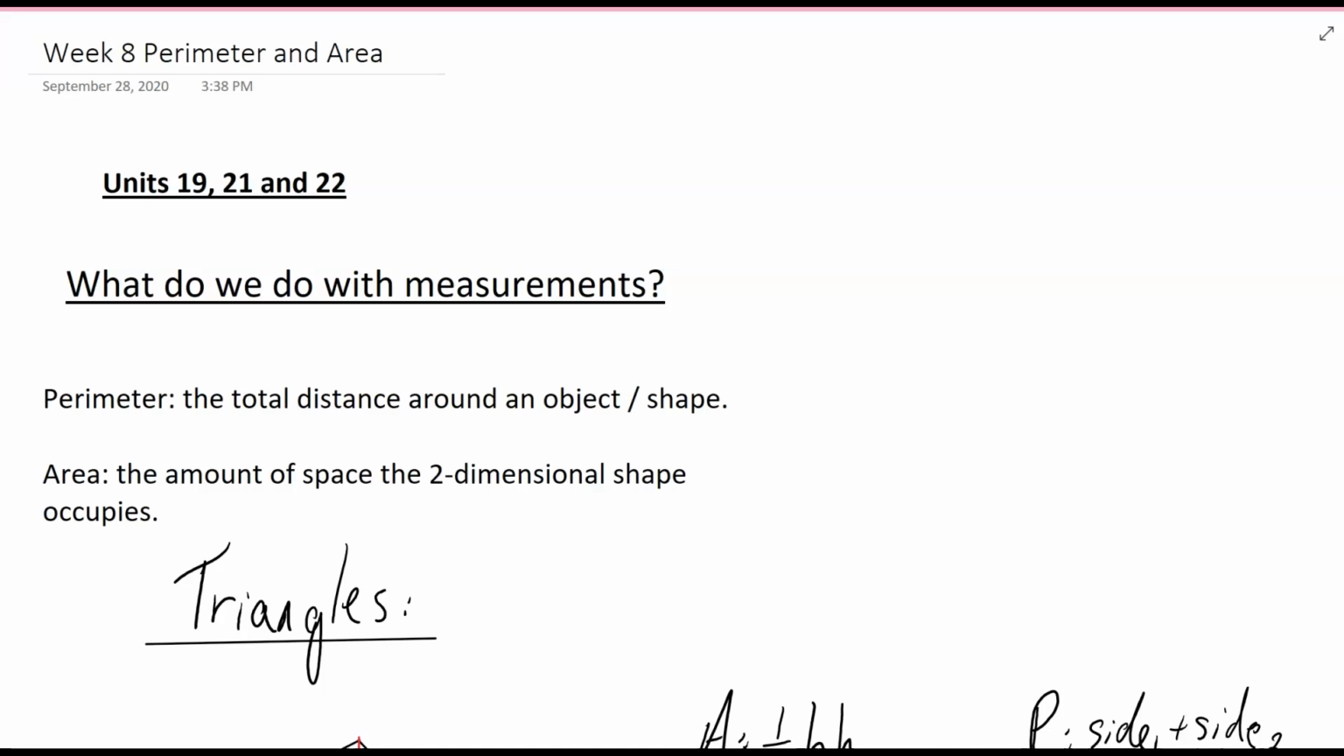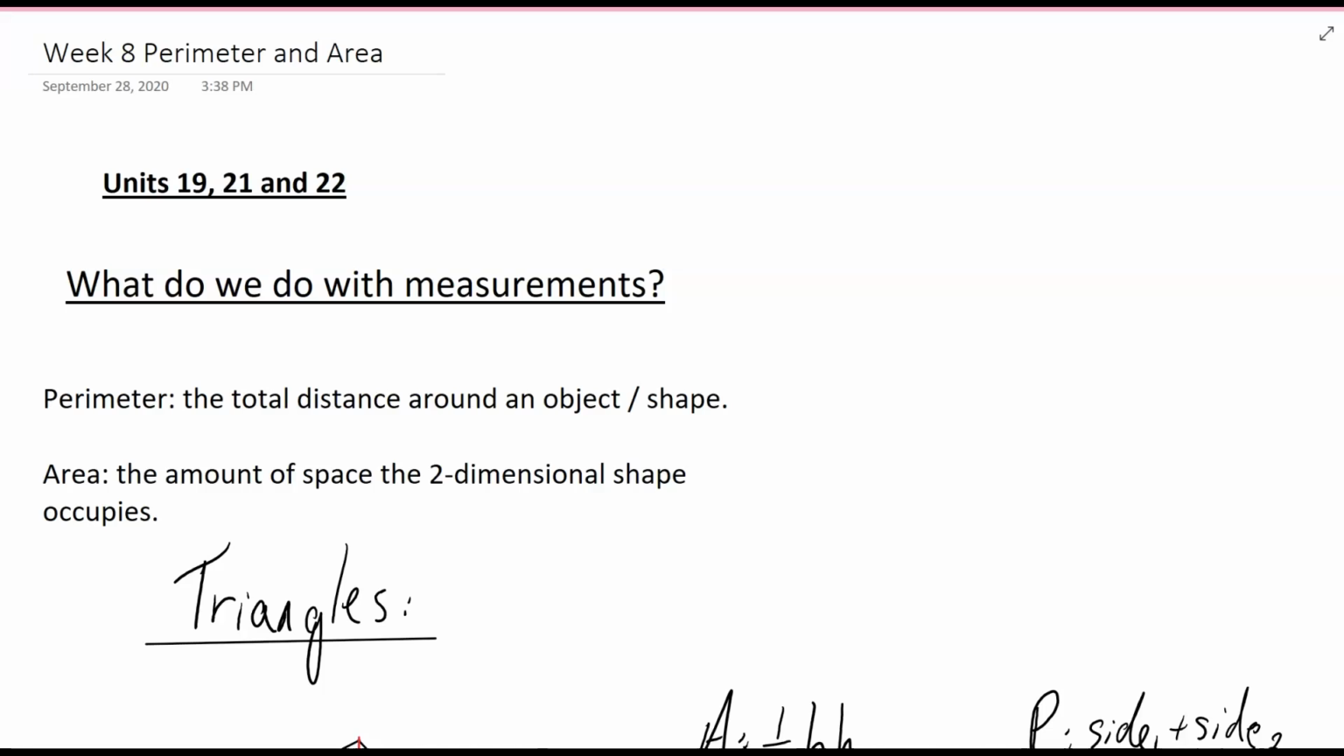In the next 3 units, we're going to take a look at perimeter and area. And in your textbook, these are units 19, 21, and 22. And so I'd like to focus on 3 different shapes: triangles, quadrilaterals, and circles.